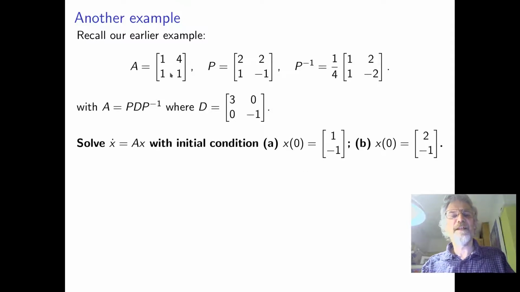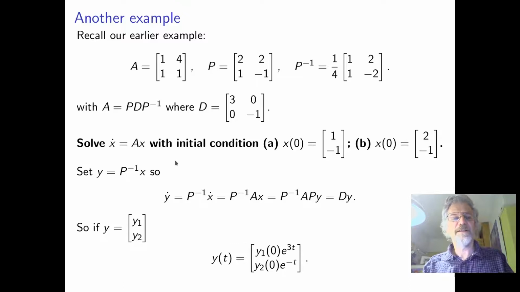So here's another example. A was 1, 4, 1, 1. The eigenvalues are 3 and minus 1, and that was the matrix P that we got. And we're starting with initial conditions 1, minus 1, and then we're going to restart it with 2, 1. So we can just work out the answers.